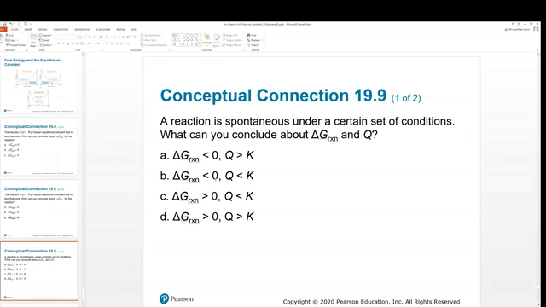Reason why: you have delta G, it's negative, so it's spontaneous. Spontaneous in the forward direction. For it to be spontaneous in the forward direction, equilibrium was not achieved yet. So until equilibrium is achieved, what needs to be done in the forward direction? Q needs to be less than K. So the reaction needs to go more in the forward direction until Q reaches K.